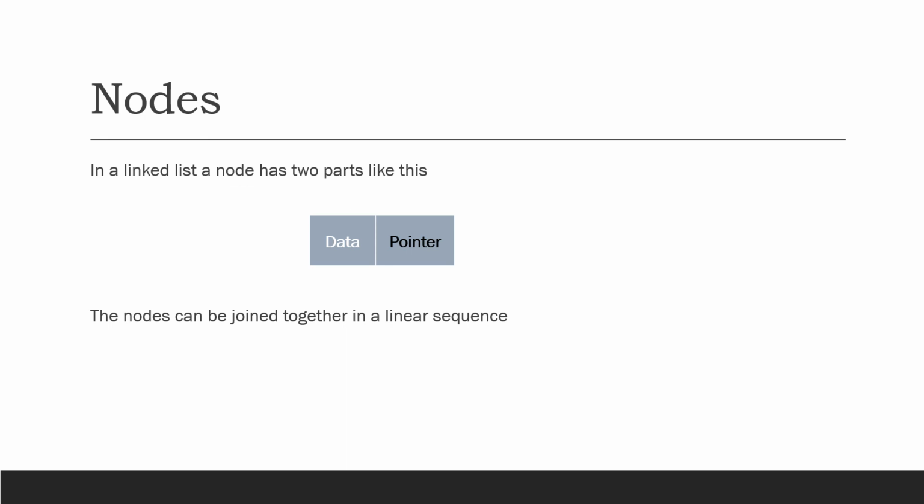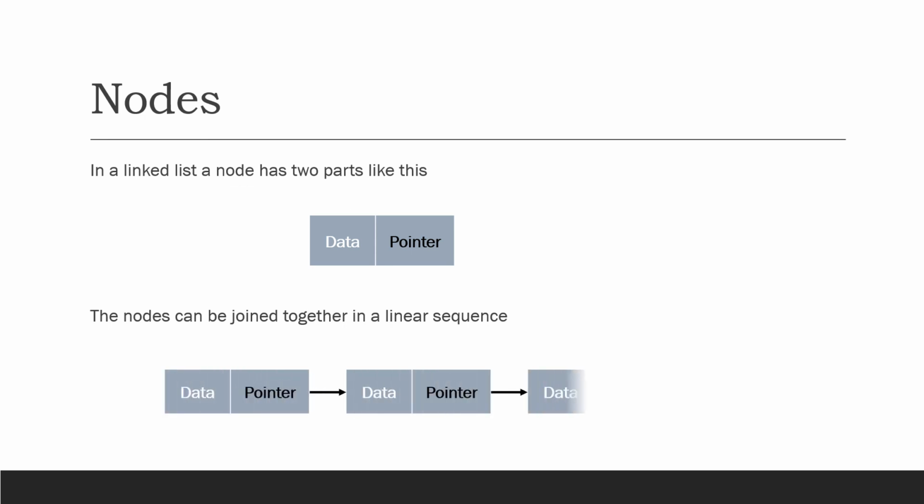In a linked list, each node is made of two parts, some data and a pointer. By using the pointers, we can go through the linked list from node to node. Each node tells you where the next node is. And this is obviously a linear sequence. It forms a line.